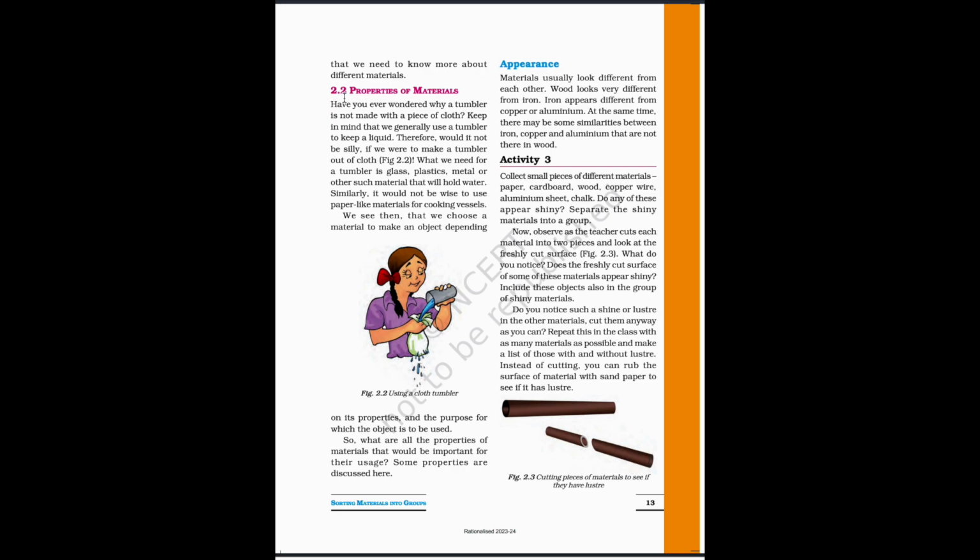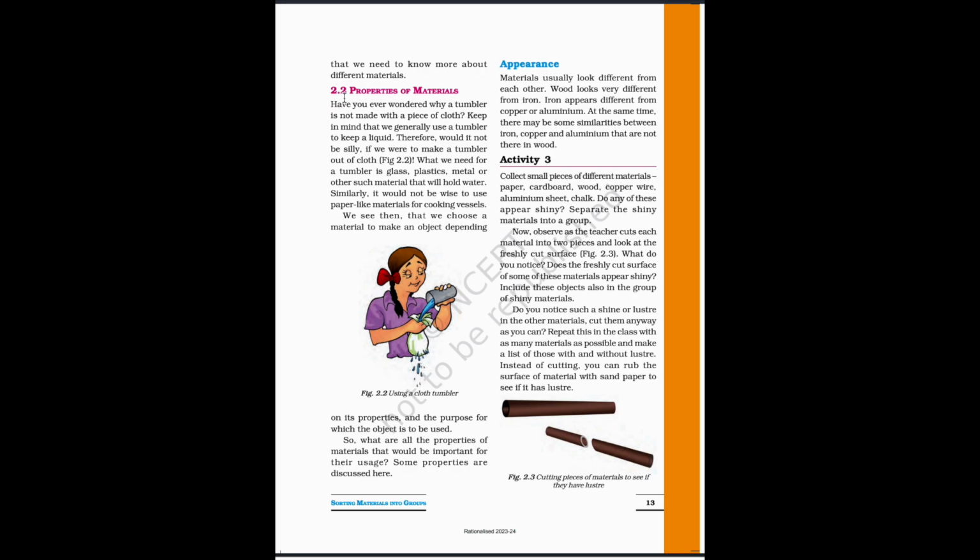Activity 3. Collect small pieces of different materials: paper, cardboard, wood, copper wire, aluminium sheet, chalk. Do any of these appear shiny? Separate the shiny materials into a group. Now, observe as the teacher cuts each material into two pieces and look at the freshly cut surface. Figure 2.3. What do you notice?